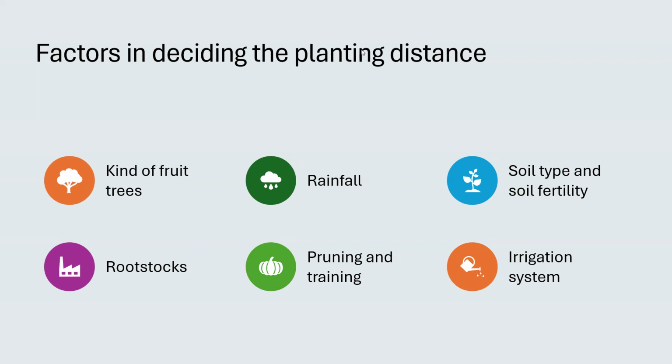Then another factor, we have rainfall. Wider spacing should be given in low rainfall areas than the high rainfall areas for a kind of tree. So mas wider daw or mas magkalayo-layo yung distances kapag mababa yung rainfall kumpara kapag madalas yung rainfall. Then third factor, soil type and soil fertility.